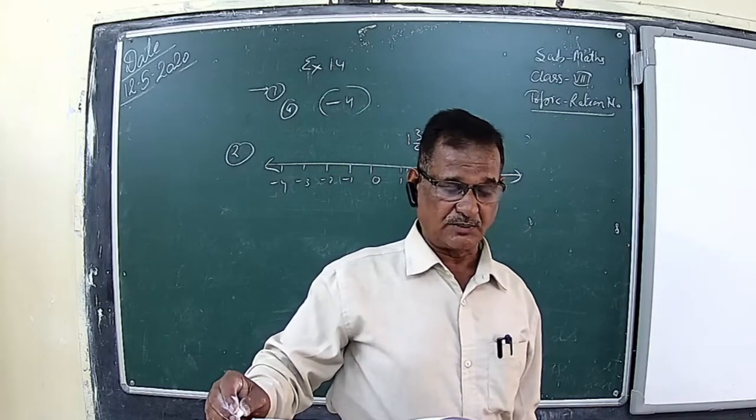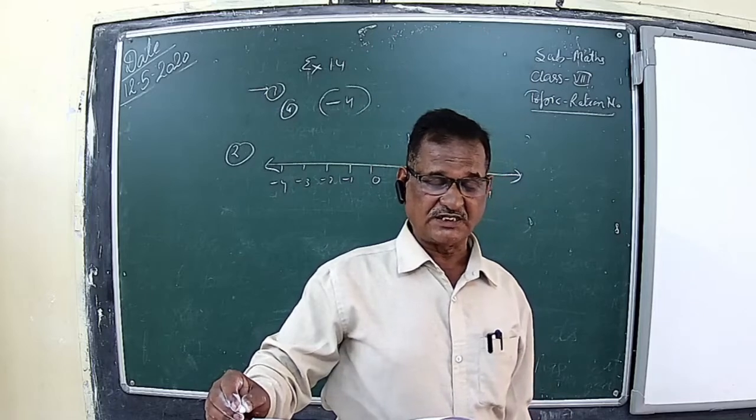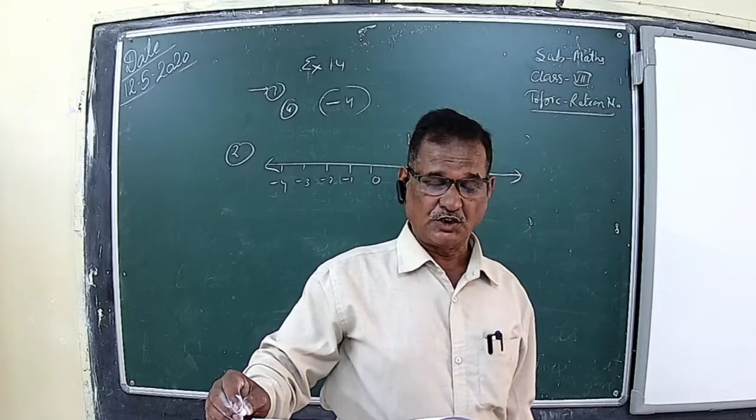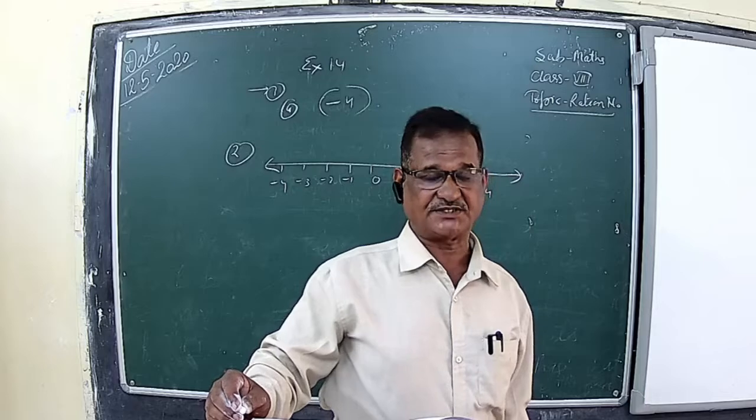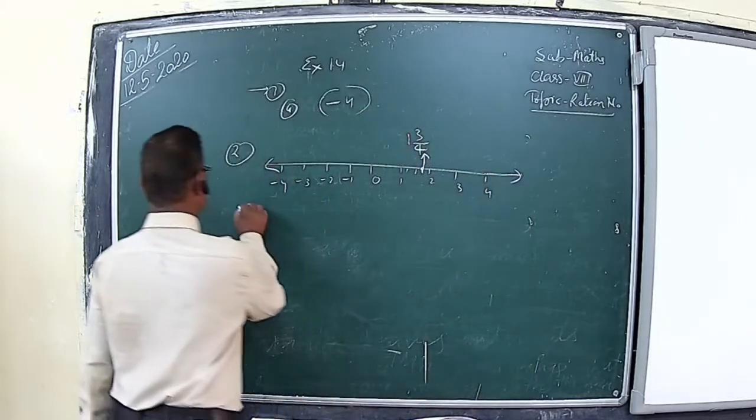Now, third question, boys. Find 3 rational numbers between the following numbers using equivalent rational numbers. So see, boys, here is the third question.